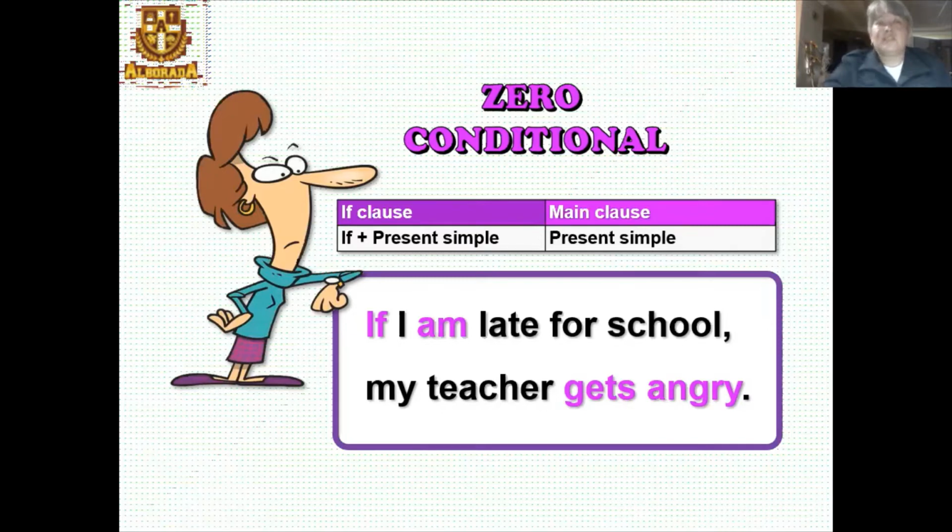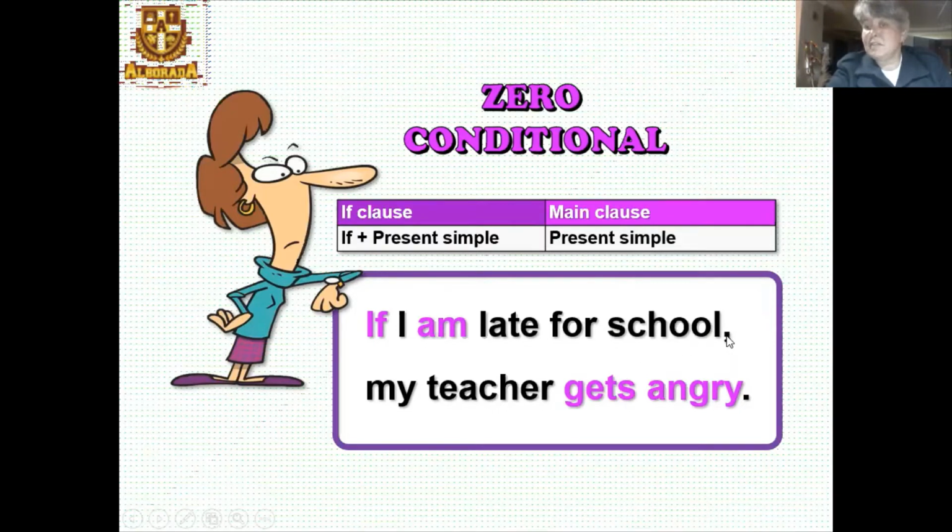Let's see some examples, because with examples it is easier to understand the meaning. Sorry, it's not more easy, it's easier, okay? So, if I am late for school, comma, my teacher gets angry. We can see here the use of the word if, and then the verb in present simple, which in this case is the verb to be, for the if clause.